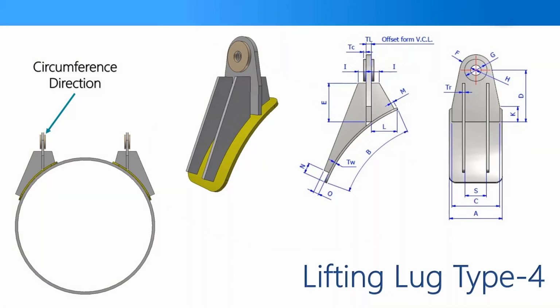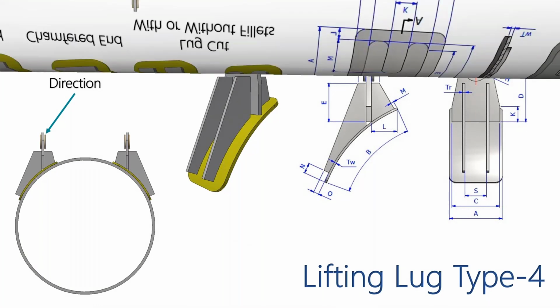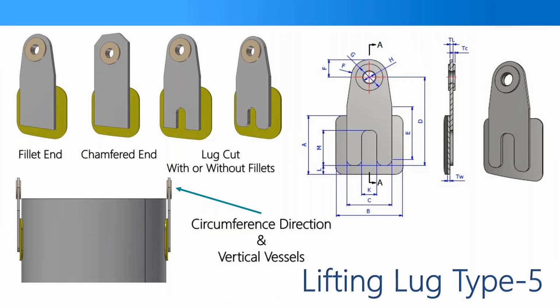The fourth shape for this lifting lug is actually used for larger vessels and large weights. One of the most common shapes for lifting lug for vertical vessels. In this type of lifting lug, you have many different options, like make the lifting lug at the top with a fillet or with a chamfer, and from the bottom you can make it with a cut or without, or make this cut with a fillet.